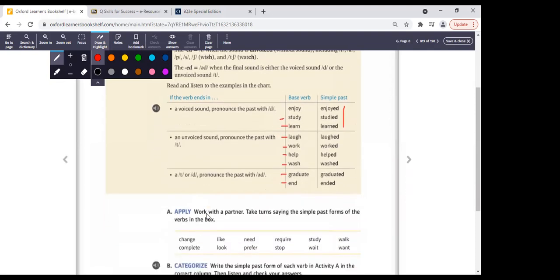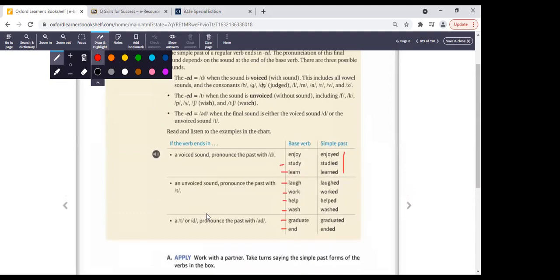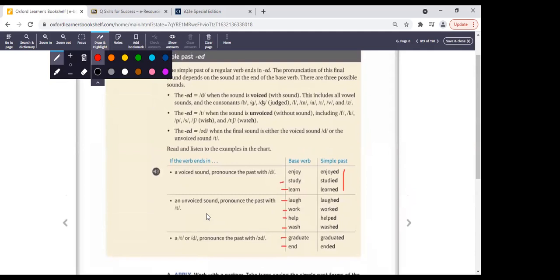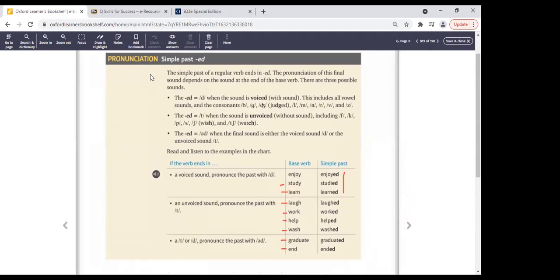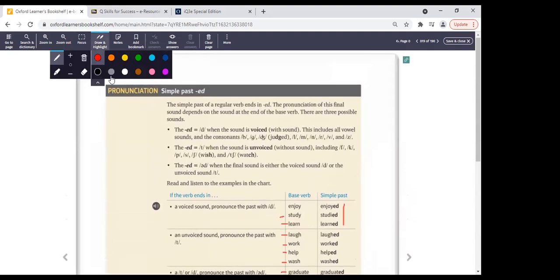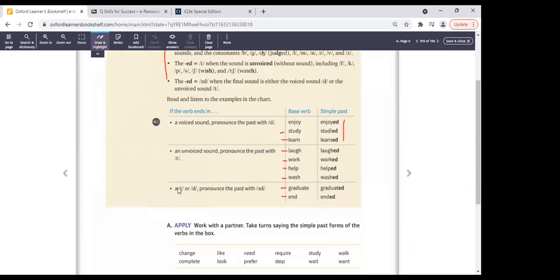Okay, so now let's see if we can do this. Doctor, has this grammar come in an exam? No. Pronunciation, whenever you see pronunciation in the book, it won't come in the exam. It's too hard. Even native speakers like myself don't always do this. I might say laughed and it doesn't always sound like a t sound. This is just for your tongue to become natural.